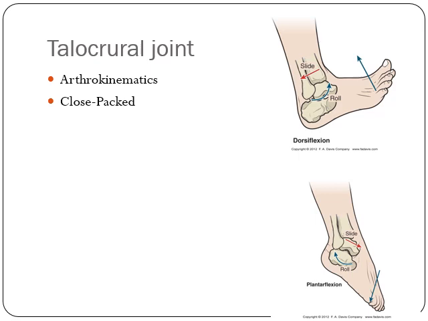The closed pack position for the ankle joint is full dorsiflexion. In athletic training, for instance, when we tape an ankle, we tape it in the dorsiflexed position because that's the most stable position of the ankle. Typically, if you're taping somebody, it's because of an injury or some type of instability at their ankle. So we want it in that full closed pack position of dorsiflexion.